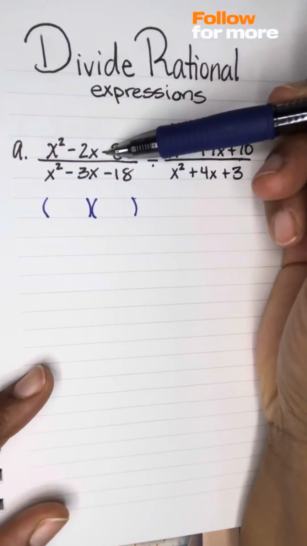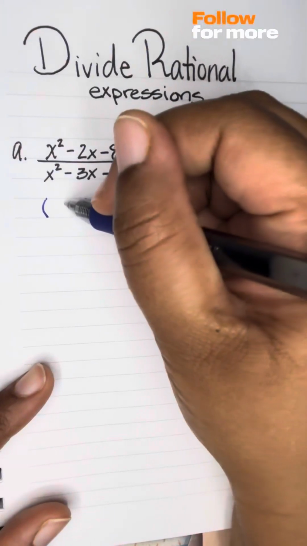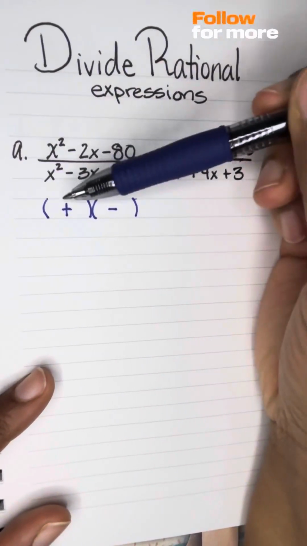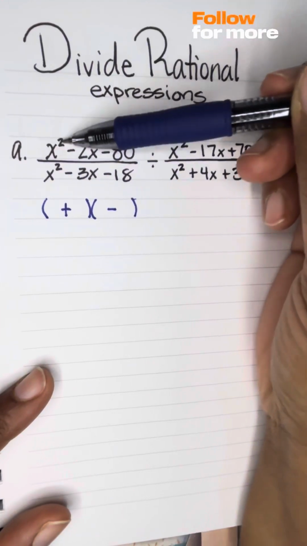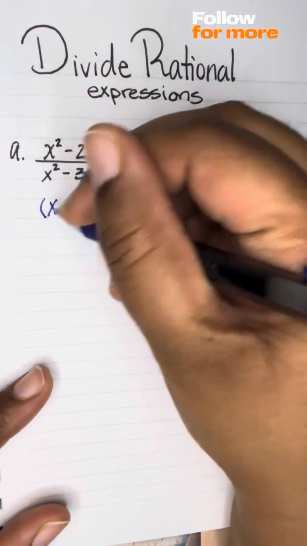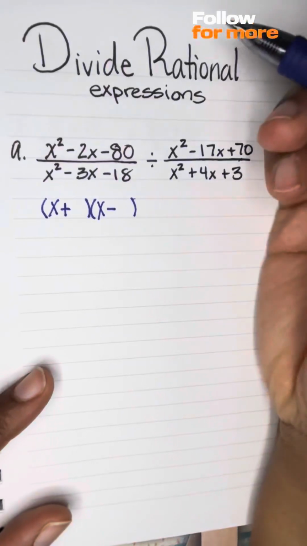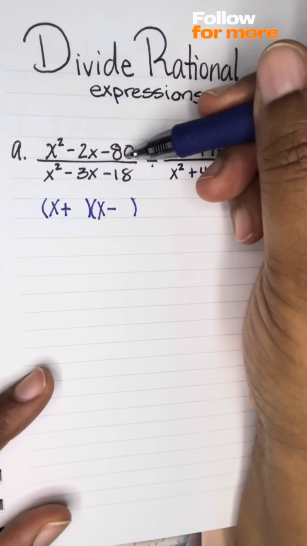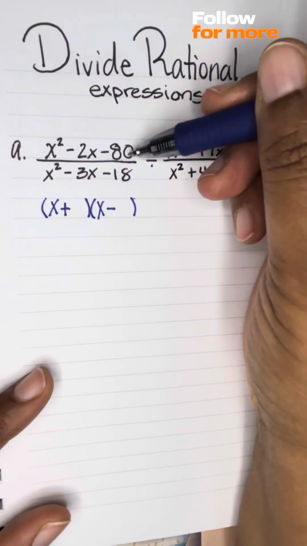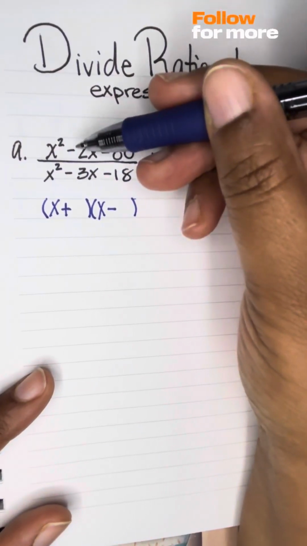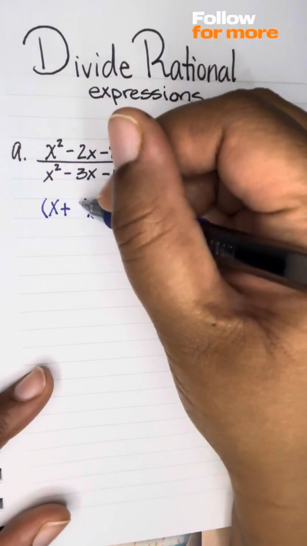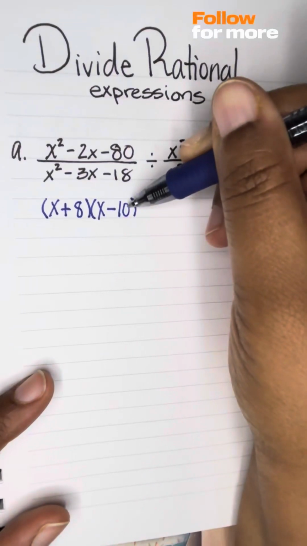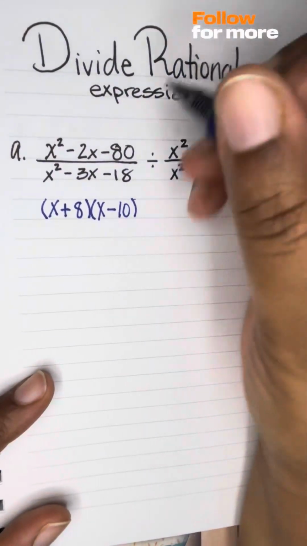When you have a negative, your signs are going to be positive, negative, okay? Then you ask yourself, what times what gets you x squared? Well, x times x gets me x squared. What times what gets us 80? Well, 8 and 10 does. But we need it to add to -2. Well, 8 and 10. When we do 8 minus 10, that gets us -2. All right.